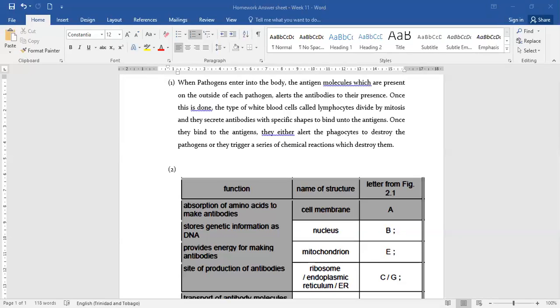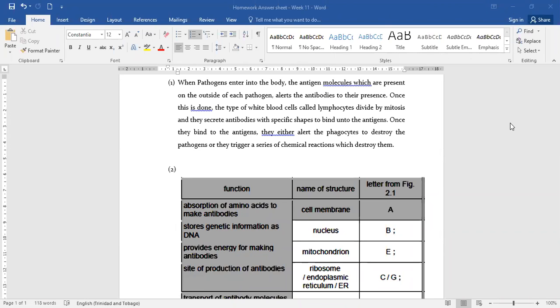So anytime you have a question asking about energy, know that it's your mitochondria that will be involved, because remember we spoke about the mitochondria being the powerhouse of the cell. It takes in the glucose and releases the energy from it.